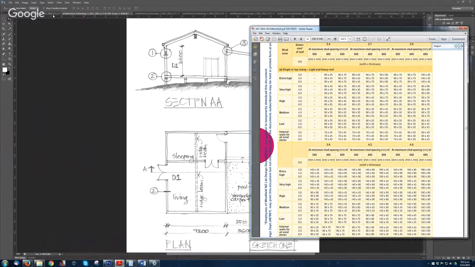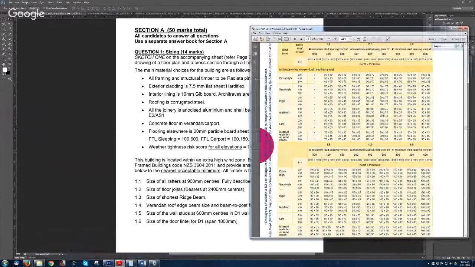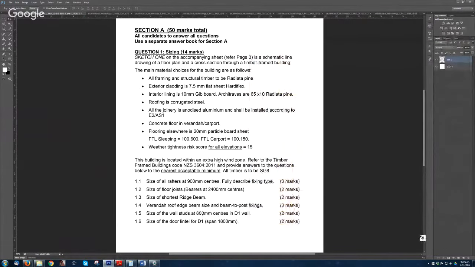So you need to go back to your description. Extra high wind zone table. So it's going to be extra high, 2 meters, the loaded dimension, so it's greater than the 1.8 that we need. And 600 centers, so that's going to be the sizing of the wall stud, 140 by 90. And I think when you write the answer, you write 140 by 90 at 600 centers.